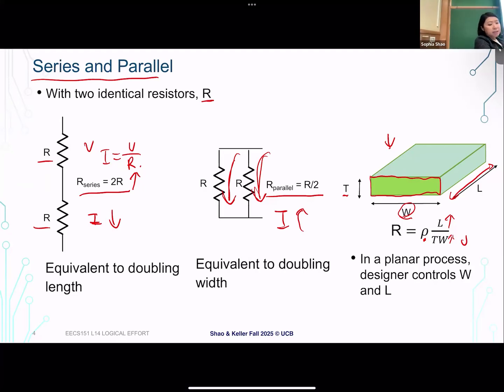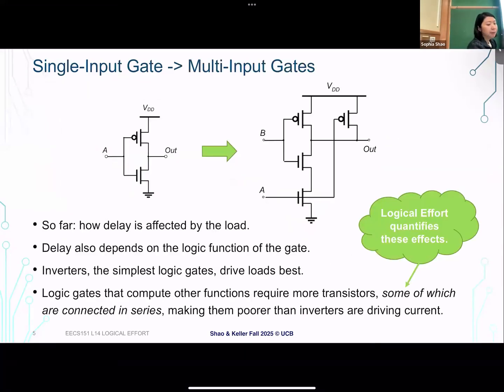And you will see those concepts are very useful when we actually think about more complex gates. So let's take a look at what will happen when you get to more complex gates. We mentioned earlier, it's really cool to have the inverter as a driving example because it's basically a single input, right? For either the pull-up network or the pull-down network, there's only one transistor in our path, right?